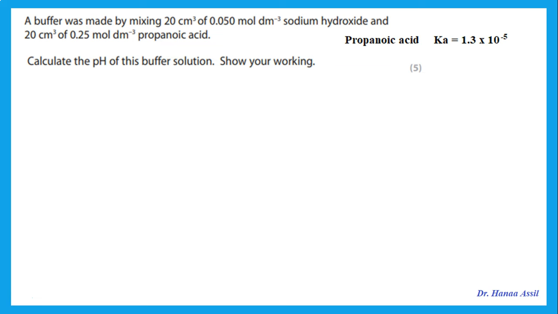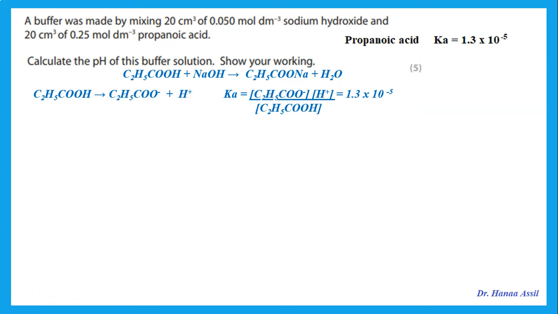Calculate the pH of this buffer solution. So we're adding a certain amount of sodium hydroxide to a certain amount of propanoic acid, and we want to know its pH. So what we have is propanoic acid plus sodium hydroxide to give sodium propanoate plus water, and we know that the Ka of that acid is the concentration of H+ times the concentration of the propanoate over the concentration of the propanoic acid, and we are given that the Ka is 1.3 times 10 to the minus 5.